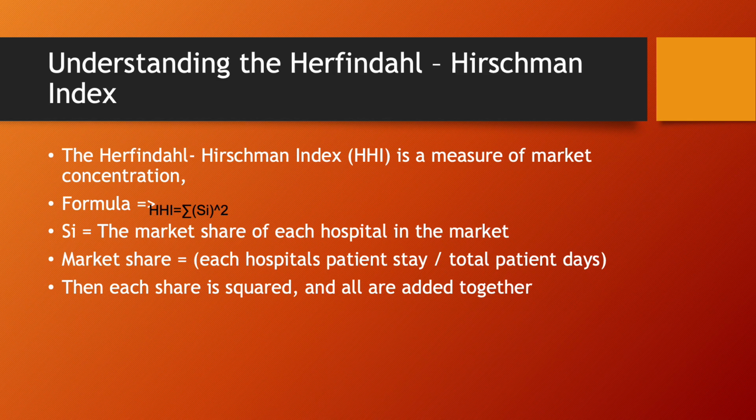So, understanding what this model is. The HHI is a measure of market concentration. It is calculated by taking each firm or hospital's market share, squaring that share, and then adding all the squared values together. We have the formula listed below. The Si stands for each hospital's share of the total patient days. The closer the Herfindahl-Hirschman index is to 1, the more monopolized the market is. And if it's closer to 0, that means that there are many hospitals competing.